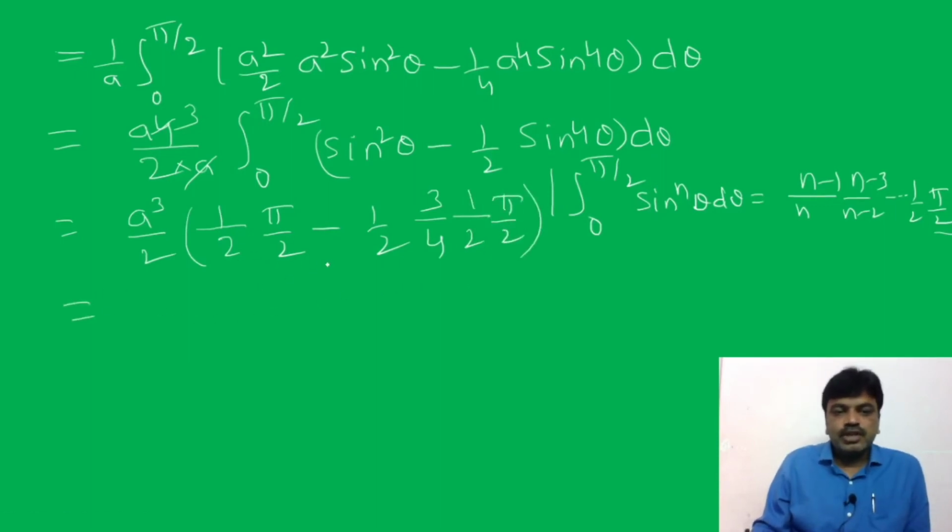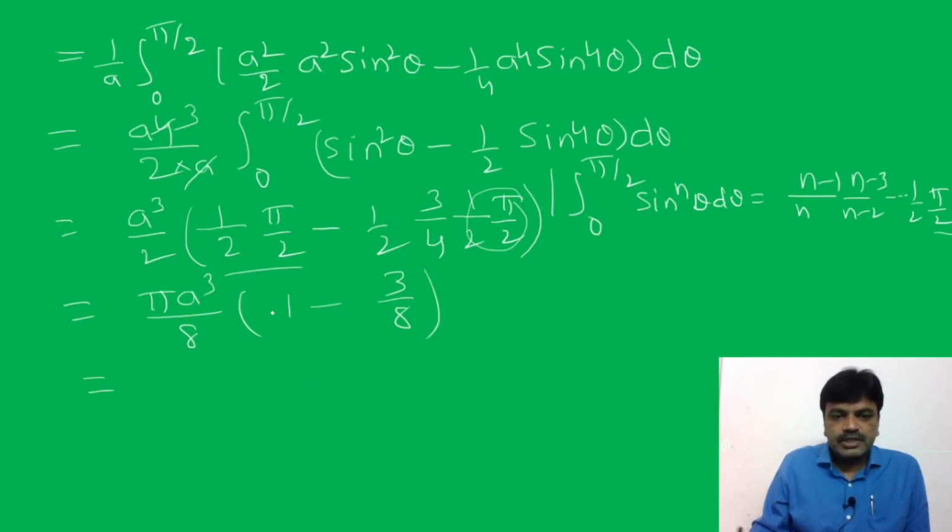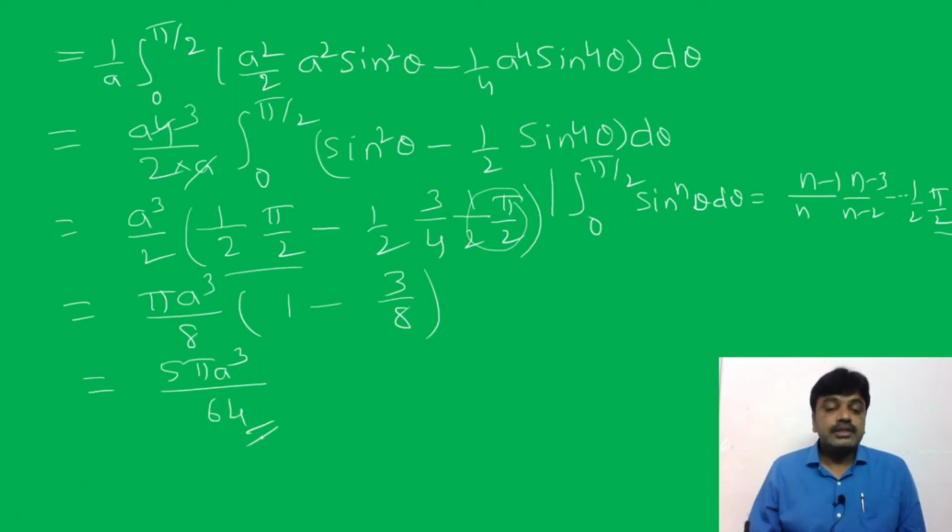That is equal to, taking common pi by 4, so pi a cube by 4 into 2, that is 8. Then we get here 1 minus 3 by 8. LCM is 8 here, so 8 minus 3 is 5. So 5 pi a cube by 64, since 8 eights are 64. This is the value of the given problem, friends.